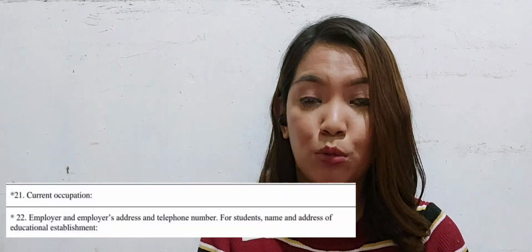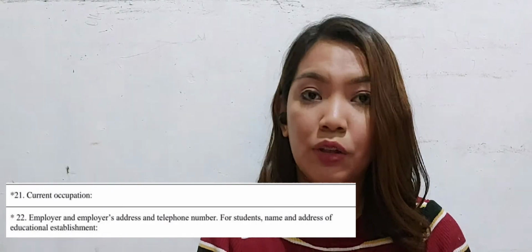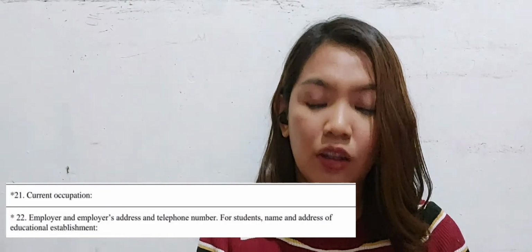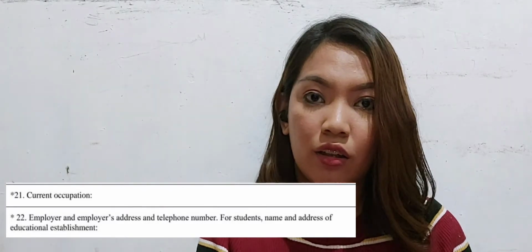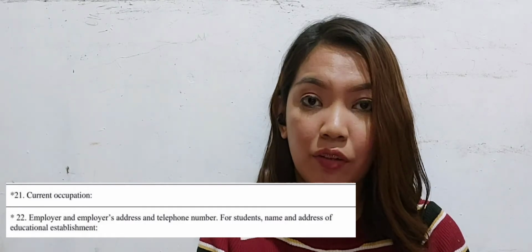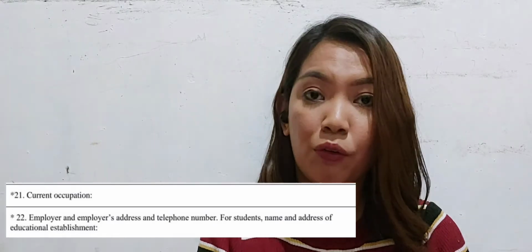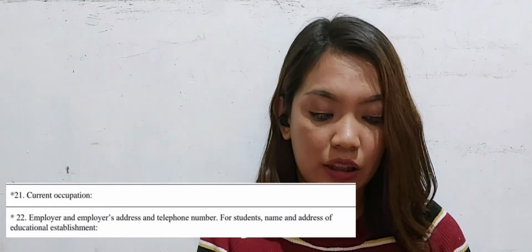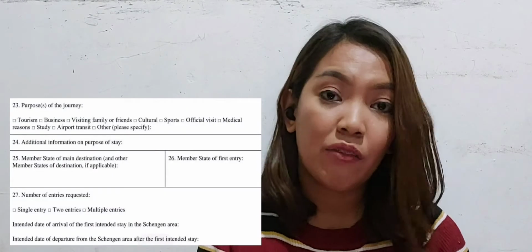Okay, moving on to number 21 and 22. If you have a job, then of course just put in your current occupation and then the employer's address and telephone number. But if you don't have a job, you can just put in NA. And then for students, you can put in the name and address of the institution.